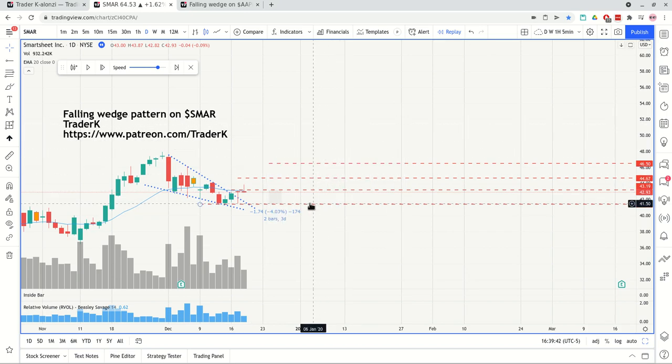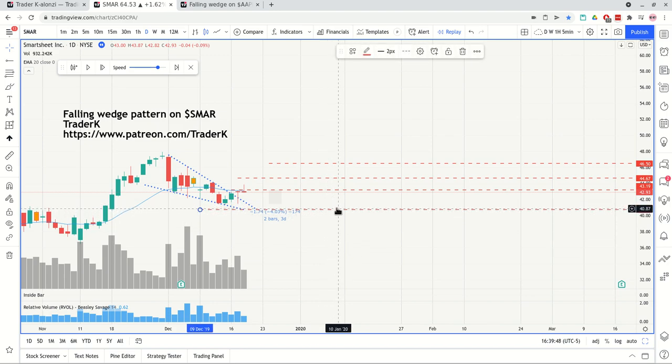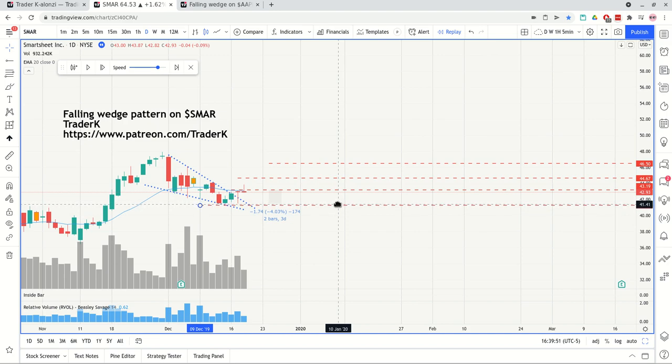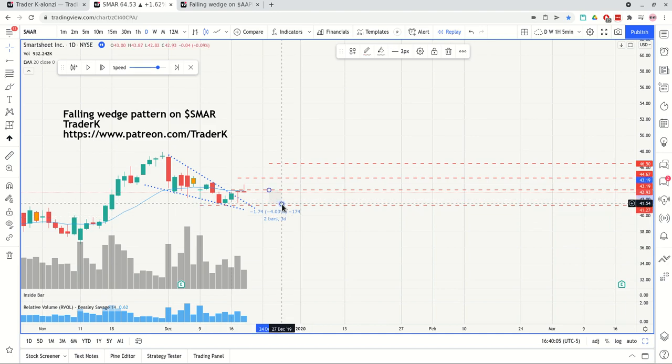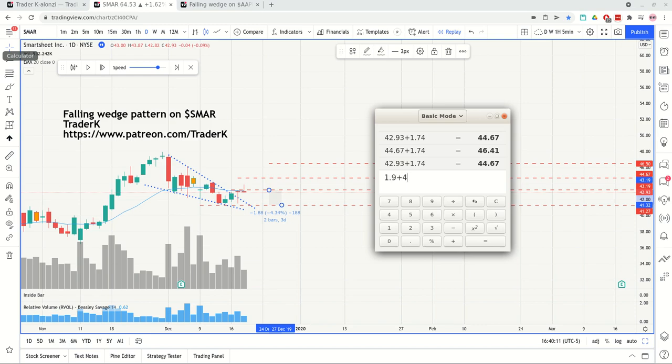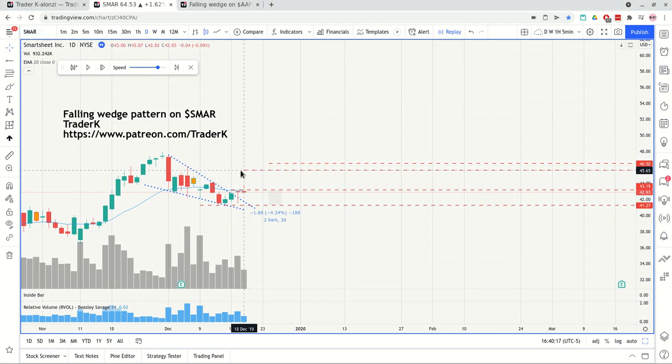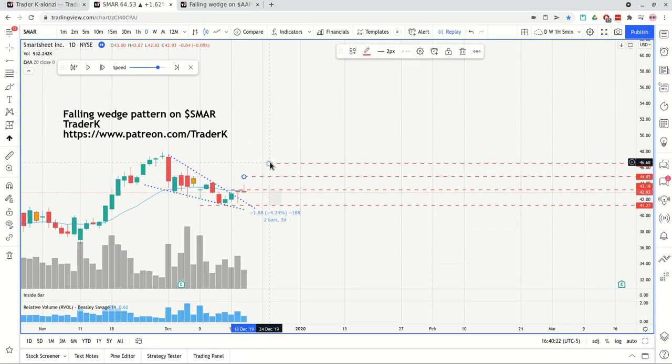Okay, that's correct. But it's not relatively small to the... Yeah, this line was too much lower. Okay, I'm gonna calculate it because it doesn't look like an accurate measurement to me. I'm gonna measure it again. Okay, so it's 1.9. Sorry guys, it's 1.9, almost $2. 1.9 plus 42.93, that's 44.83. Okay, that's the first R.